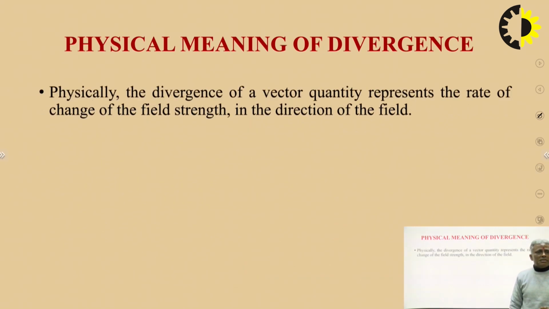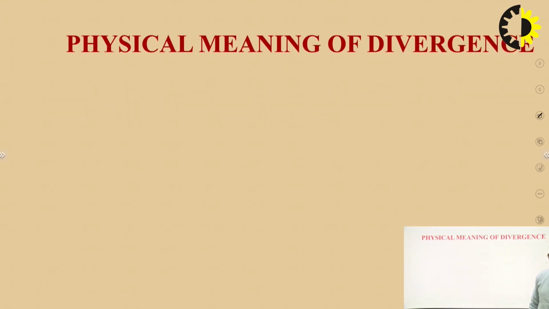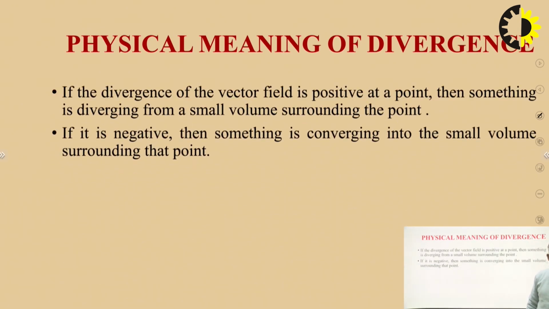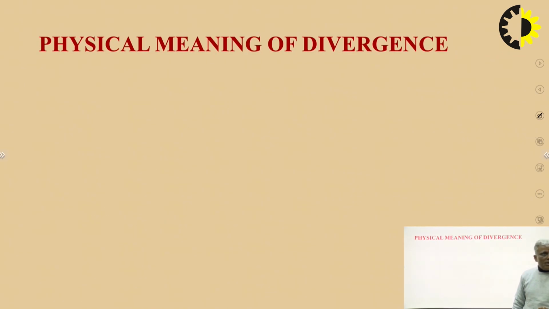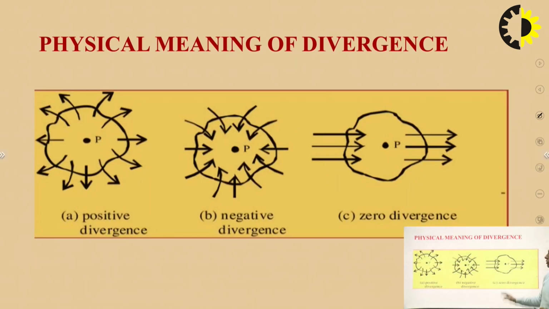The physical meaning of the divergence is explained here. Physically, the divergence of a vector quantity represents the rate of change of field strength in the direction of the field. If the divergence of a vector field is positive at a point, then something is diverging from a small volume surrounding the point. If it is negative, then something is converging into the small volume surrounding the point. I will explain this by the diagram at the end of today's lecture. In this way, the physical meaning of the divergence is denoted by this diagram.